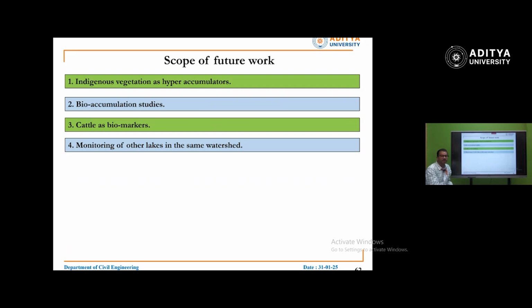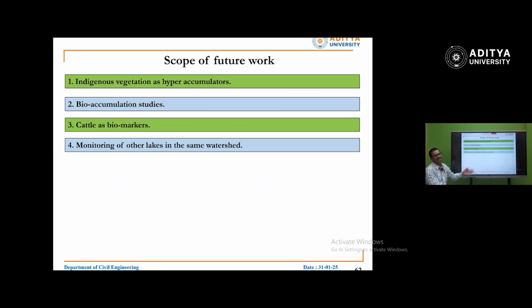Then cattle as biomarkers. That means in any area, if contamination is happening, and if cattle are grazing the contaminated forage as well as ingesting the contaminated water, then instead of collecting all the environmental samples, we could collect simple samples from the cattle, like the tail switch hair, so that if you analyze them, that is going to give you an idea about the existing contamination in that area.